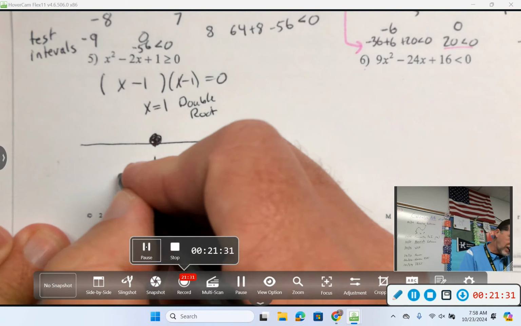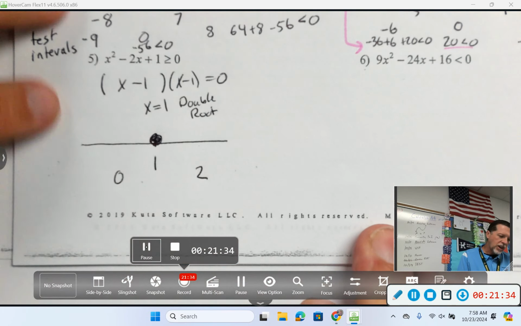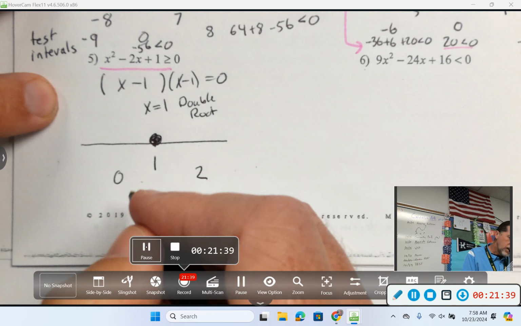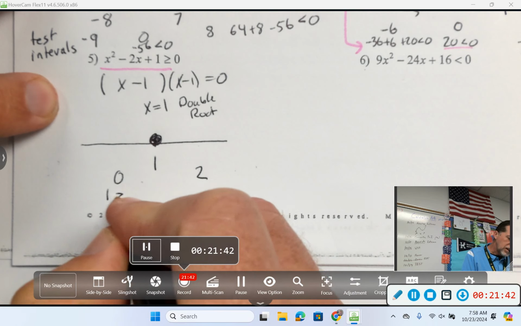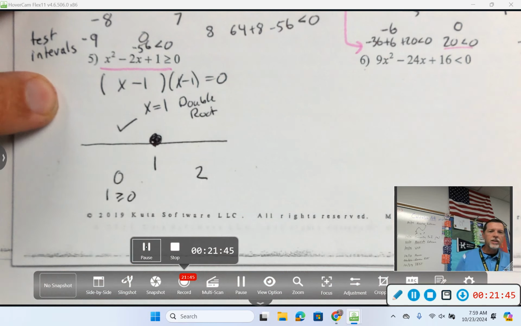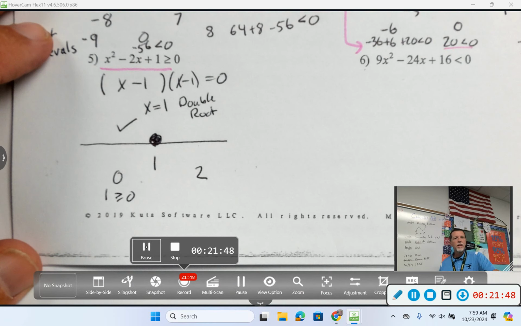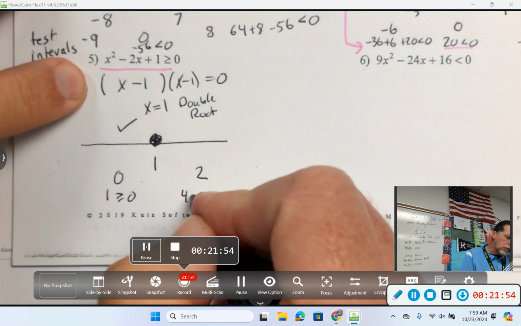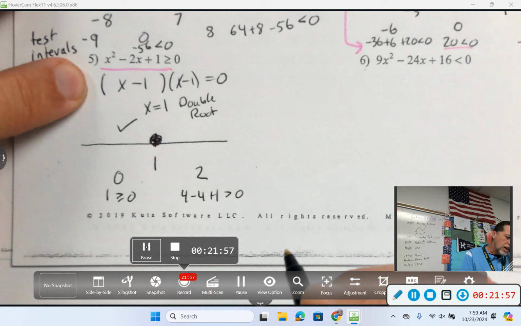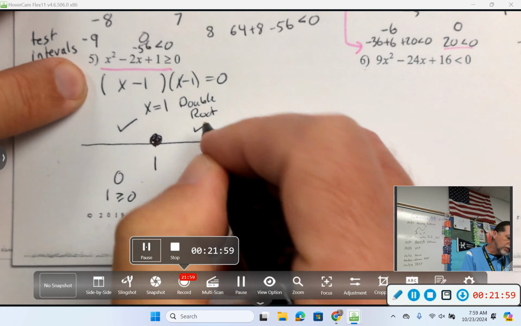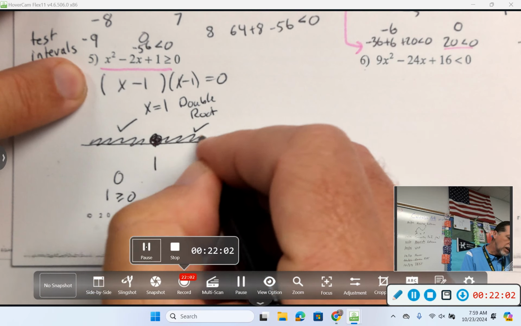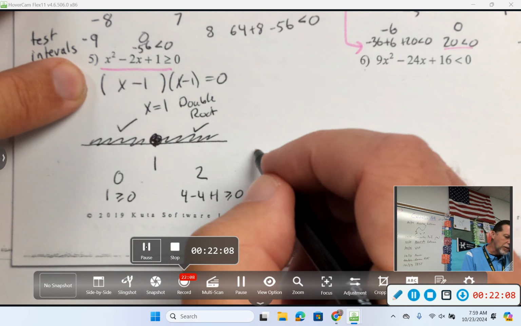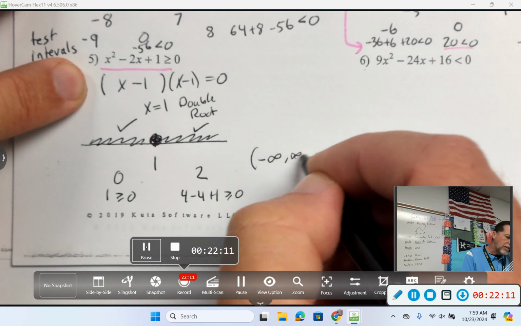All right, so let's check 0, and we can check 2. This is an easy one to check. So if I check 0, 0 minus 0 plus 1, 1 is greater than 0. That is true. If I plug in 2, 4 minus 4 plus 1, 1 is still greater than 0. That's also true. Okay, so we'll go back and think about the pattern, but the first thing we see is everything works. Negative infinity to infinity.